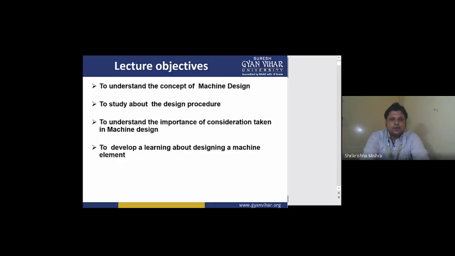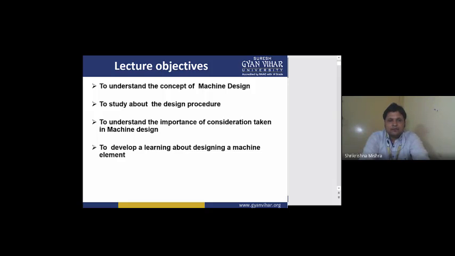Then, to study about the design procedure. Now, design has a particular set of steps to be followed. It is not the case that the last step will be performed first, and then the first step can be performed later on. This doesn't happen in designing. Design is a systematic approach which has to be followed. So that also is our objective, to get the understanding.